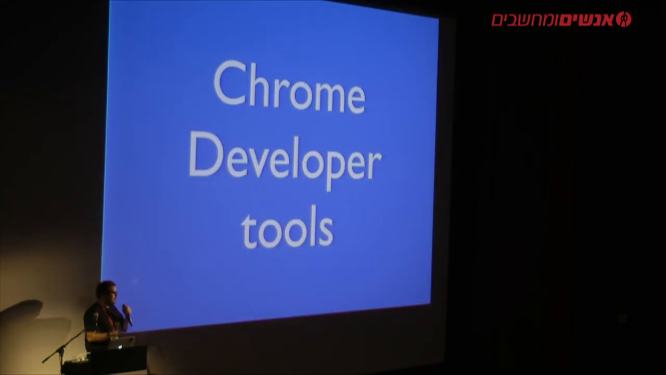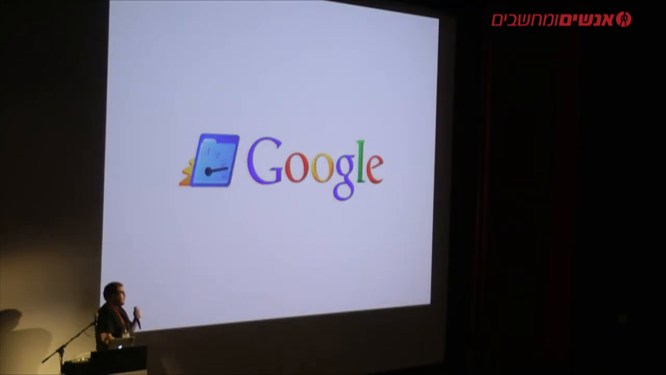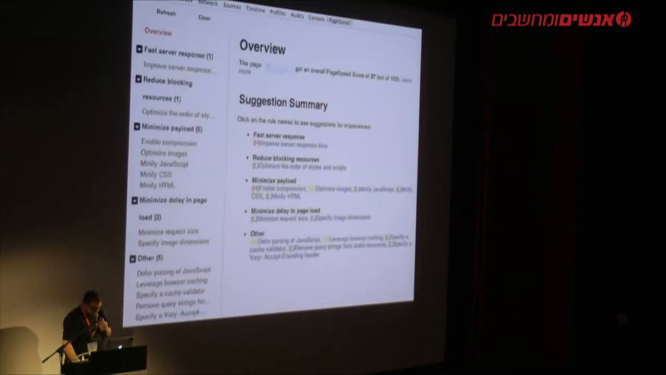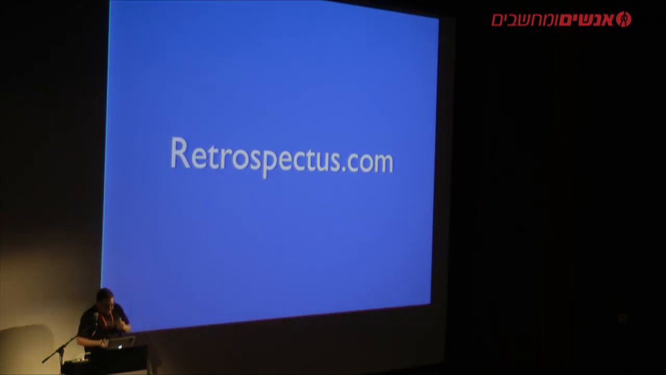Use Chrome Developer Tools. It's integrated with Chrome, and also in Safari, I think you have it. It's super cool. It gives you a lot of graphics, a lot of things that you can use to increase the speed of your web pages. Use Google's PageSpeed. It gives you a set of highlights where you can improve the performance of your application. And I applied some of these tips to this site, retrospectives.com.